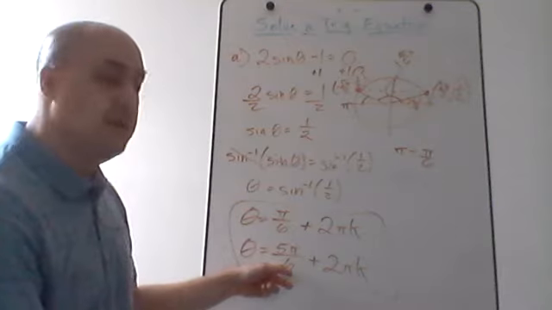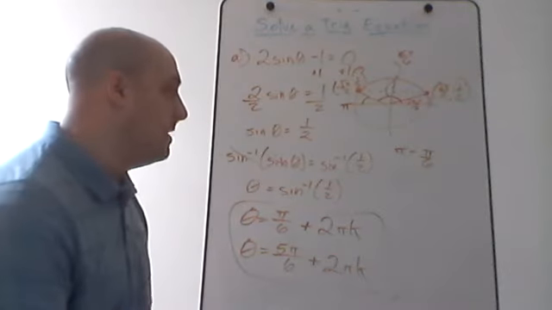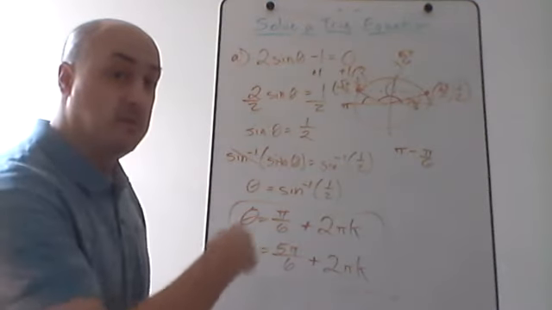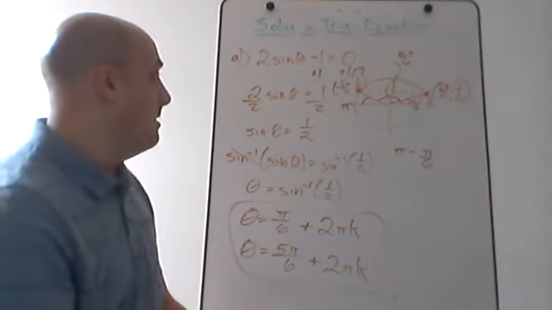And then don't forget to give all of the solutions to the equation. You have to add 2 pi k to each one of your solutions from that first period of the graph between 0 and 2 pi. So that's our first example, solving 2 sine theta minus 1.